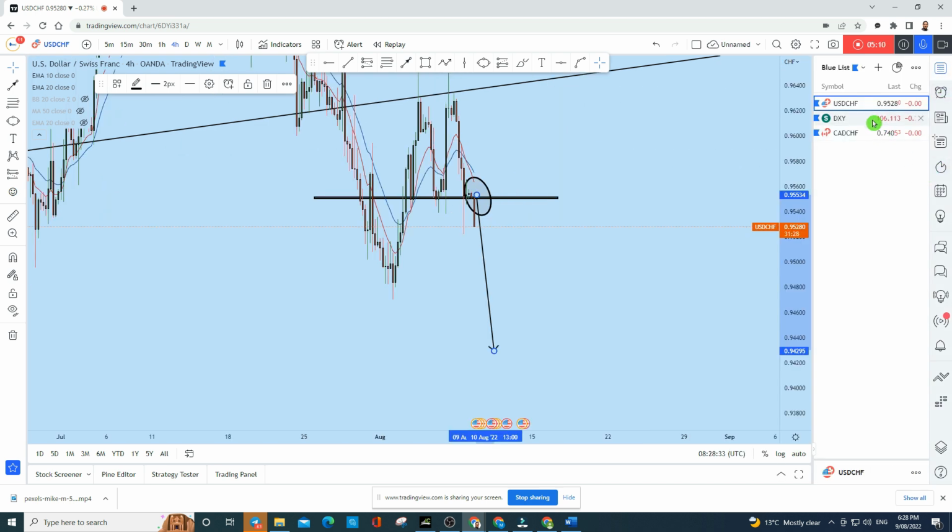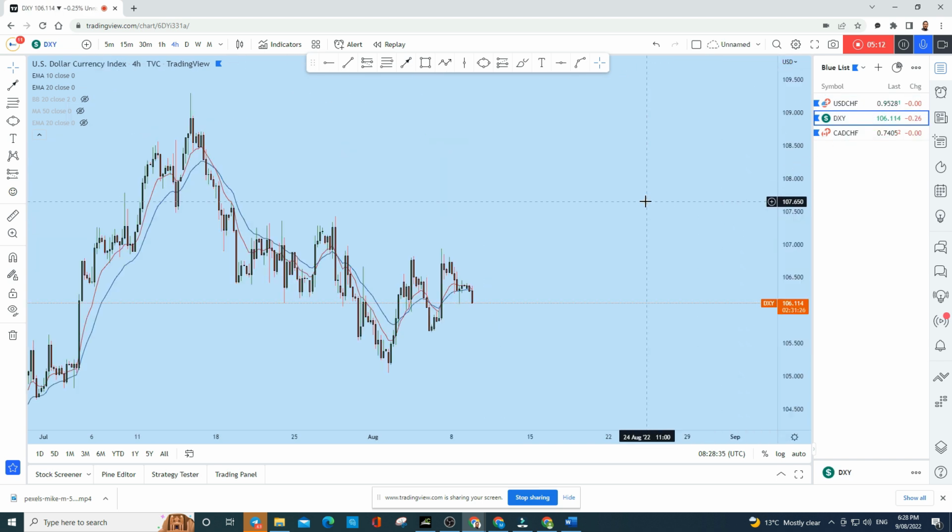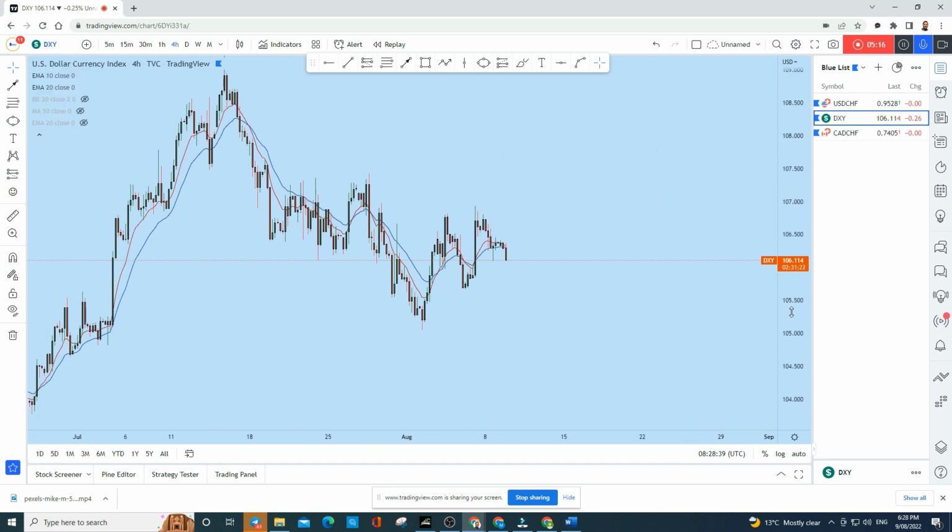Now let's look at DXY. As you see, the dollar is getting weaker, and this is the 4 hour time frame DXY.